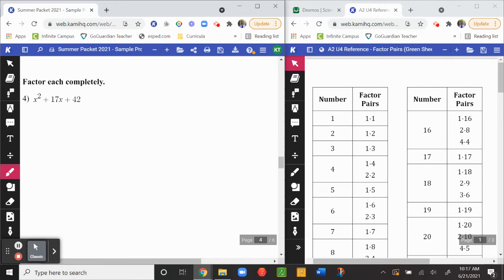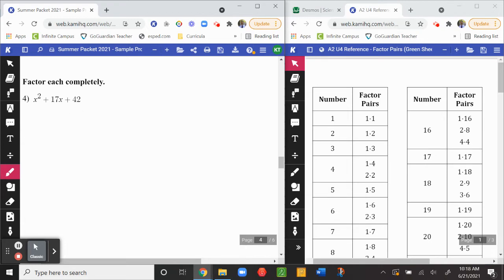In this type of problem, your task is to factor a quadratic trinomial. My problem is x squared plus 17x plus 42. I have this quadratic polynomial written in standard form, but I want to rewrite it in factored form. A tool that I find useful is our factor pairs chart, which you can find at the end of this packet. Let's take a look at how I would go about factoring this expression.